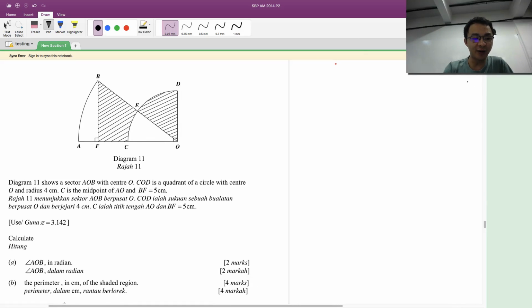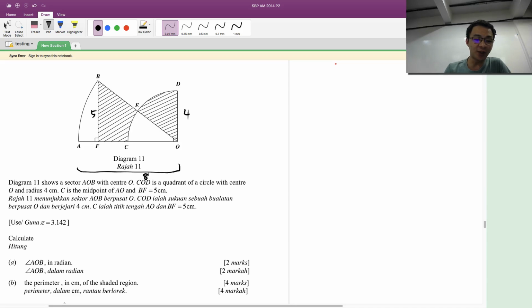In question 11, the diagram shows the sector AOB with center O, and COD is a quadrant, which will be 90 degrees, of the circle with center O also. The radius is 4 centimeters. C is the midpoint of OA, so this is 4, and this is 4 also. So the radius for the big one will be 8. The total length here will be 8. And then BF is 5. This is 5.